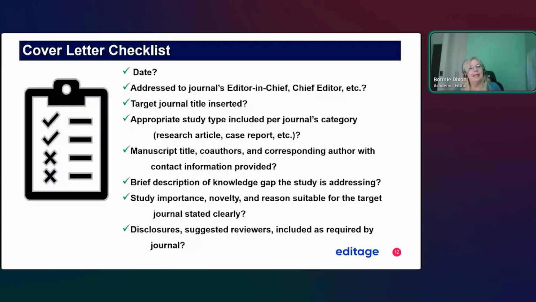And then, if needed, depending on the guidelines, you'll want to put in any disclosures, if there's any conflicts of interest, suggested reviewers, and anything else that the journal requires. Sometimes they require that the corresponding author is responsible for all the data in the manuscript, and they want that stated. So it just depends. So make sure that these items are addressed.